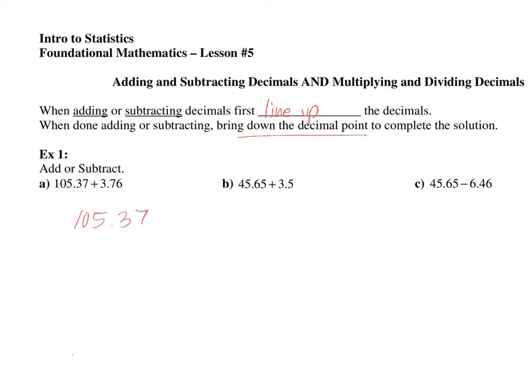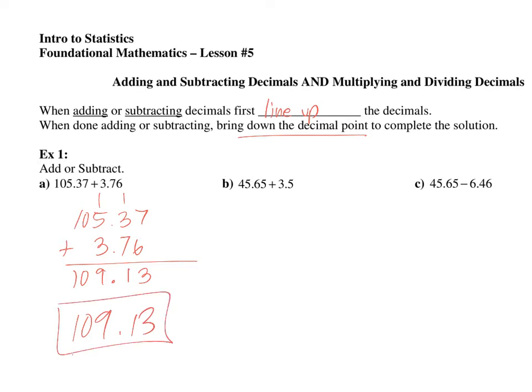All right, so we have 105.37 plus 3.76. I'm lining up the decimal points. Then just do normal addition. So we got 13, carry the 1. Then we have 10, 1, carry the 1. 3, 5, 8, 9, 0, 1. Bring down the decimal point. All right, that's all there is to it.